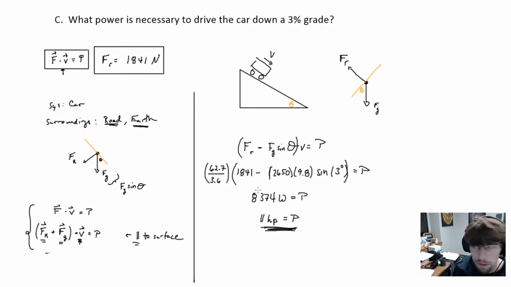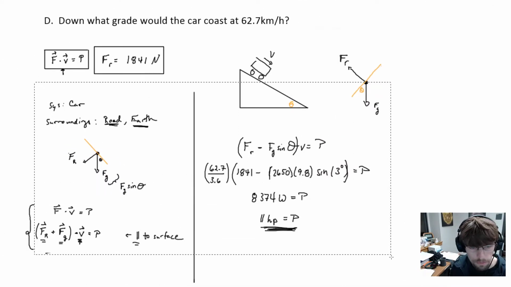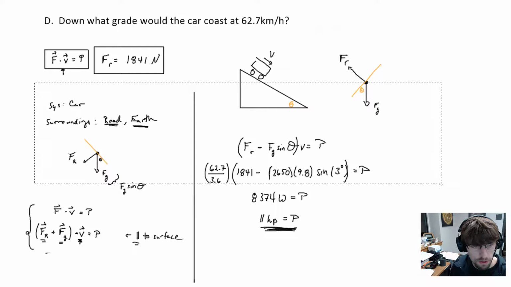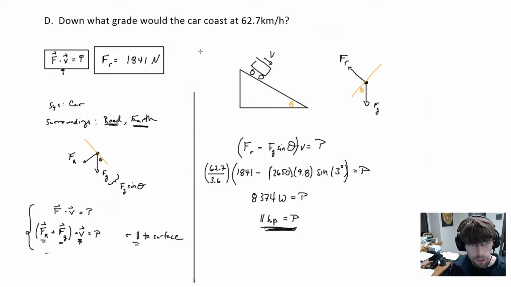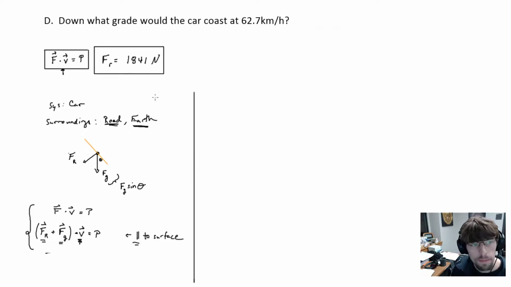Well, the last part, go ahead and do that. Okay, so now we have the last question up. Let's go ahead and get rid of that. And I'm going to keep this side again because the last question is, down what grade would the car coast at 62.7 kilometers per hour?